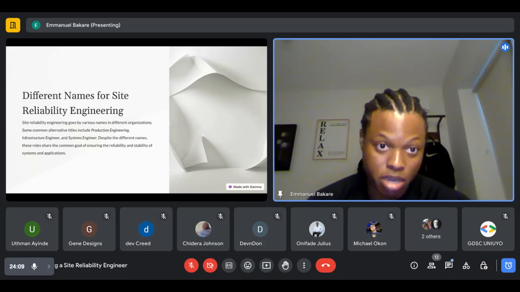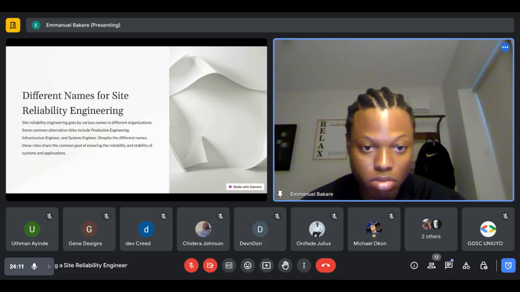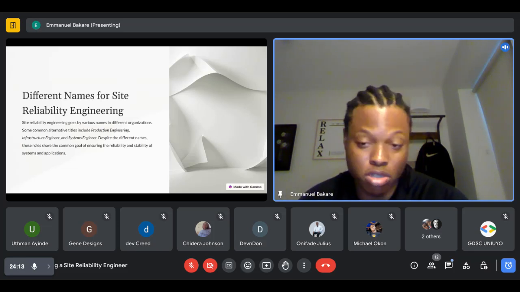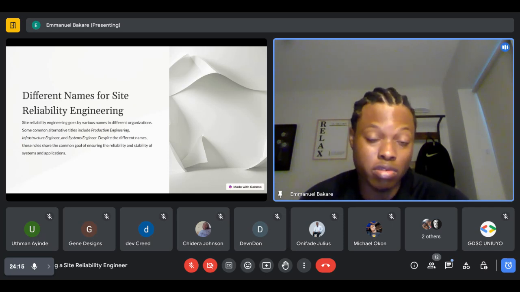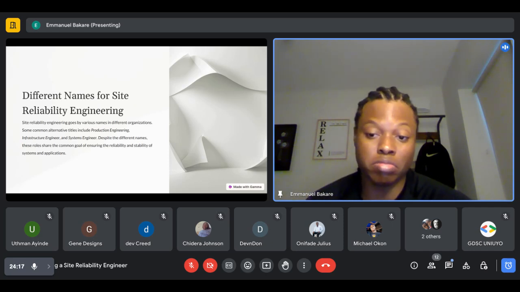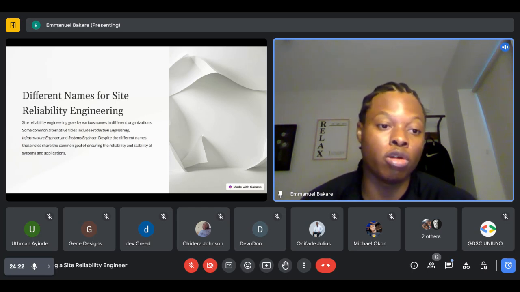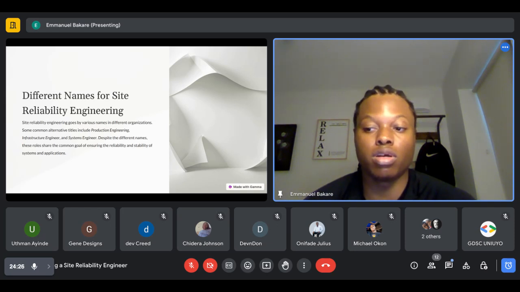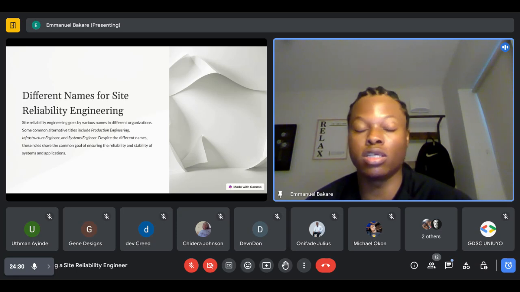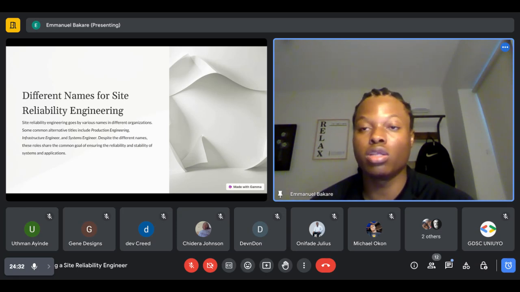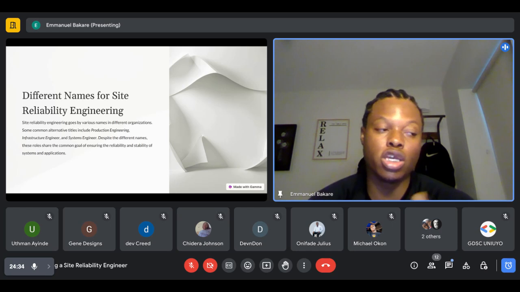SRE does not have the same name in different companies, and it goes by different terms. Some companies just call SREs DevOps engineers because you guys just do everything. For more large teams like AWS, you can't say DevOps because why? Those branches evolve to be very specific, right? And the terminologies you use give rise to what the team thinks about.